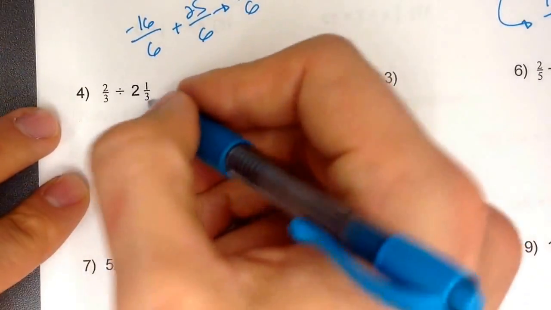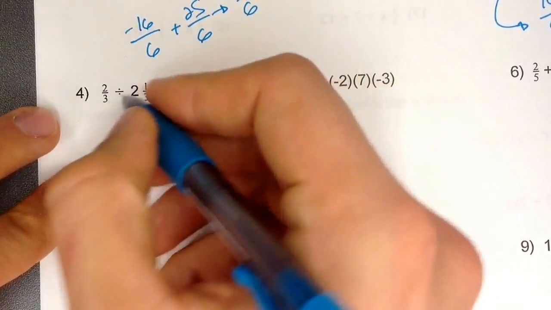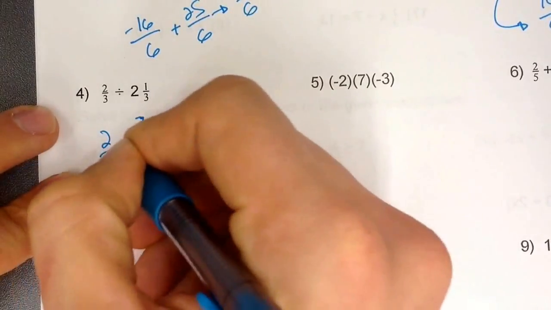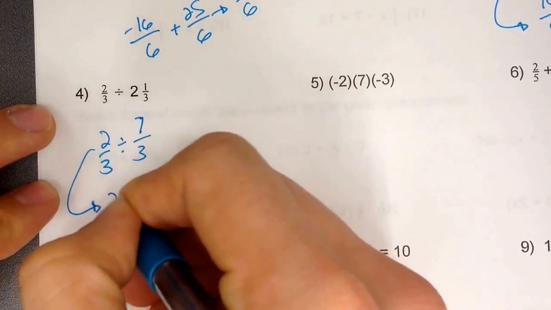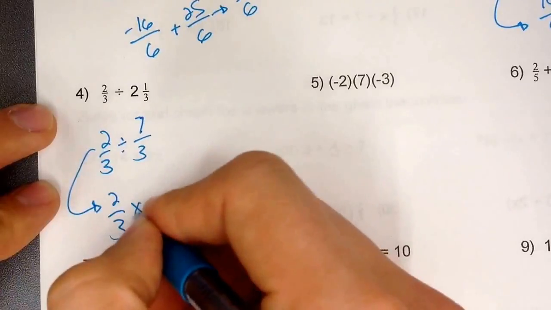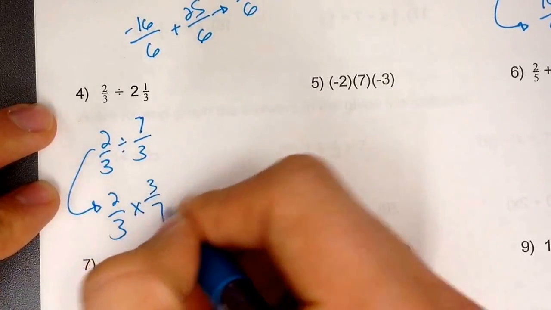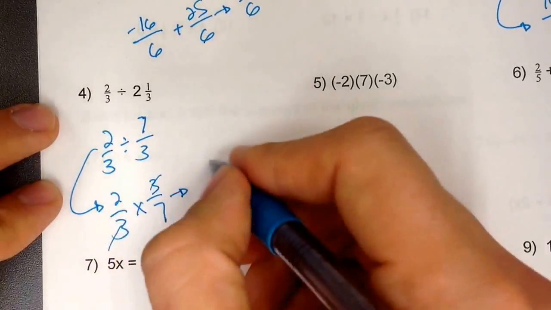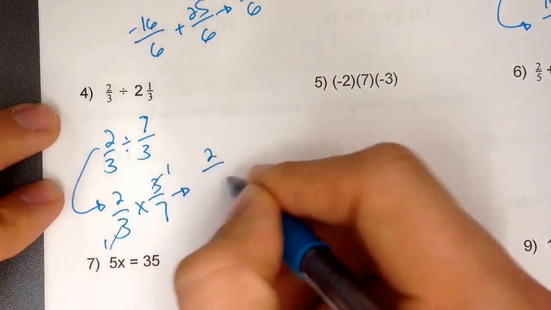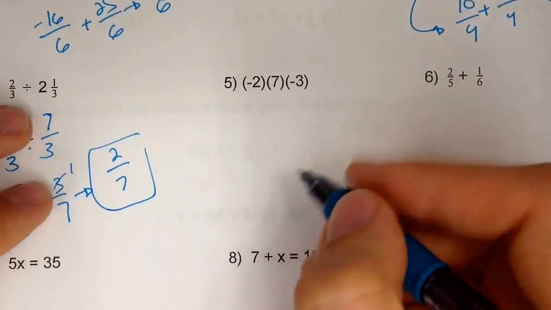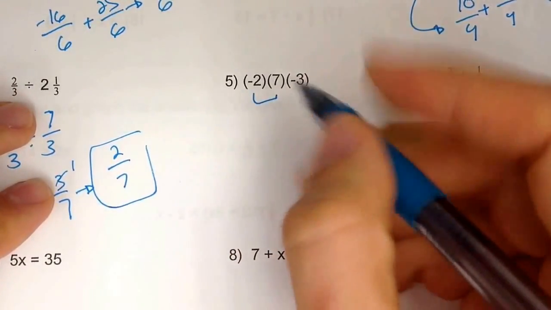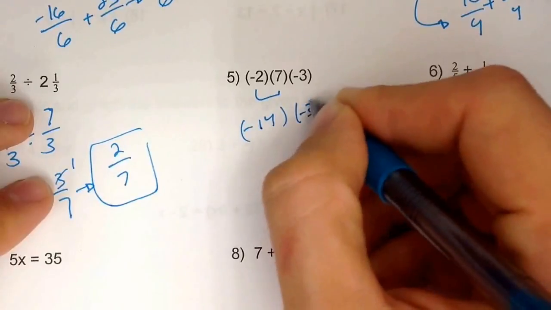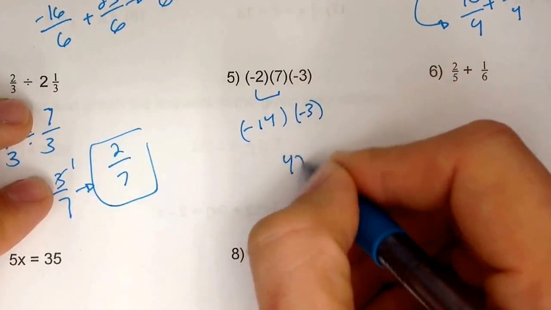On number 4, I'm going to get that mixed number again. This is going to be 7 over 3. And keep, change, flip. If you've got a number and you're dividing by it, you can multiply by the reciprocal, and it'll give you that same answer. Do a little cross reduce. 2 times 1, 1 times 7, all done. This next one, negative 2 times 7 is negative 14. Negative 14 times negative 3 is positive 42.